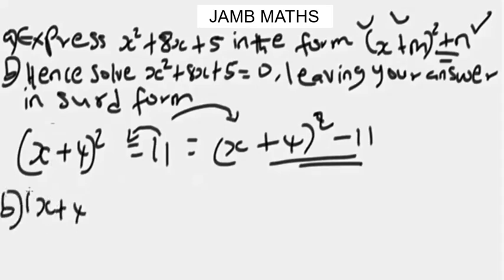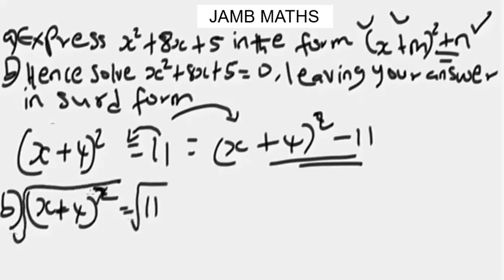So (x + 4)² = 11. To remove this square, you have to square root both sides. We were asked to leave the answer in short form. We now have x + 4 = ±√11. Square root usually has plus or minus, so for x we have two answers.